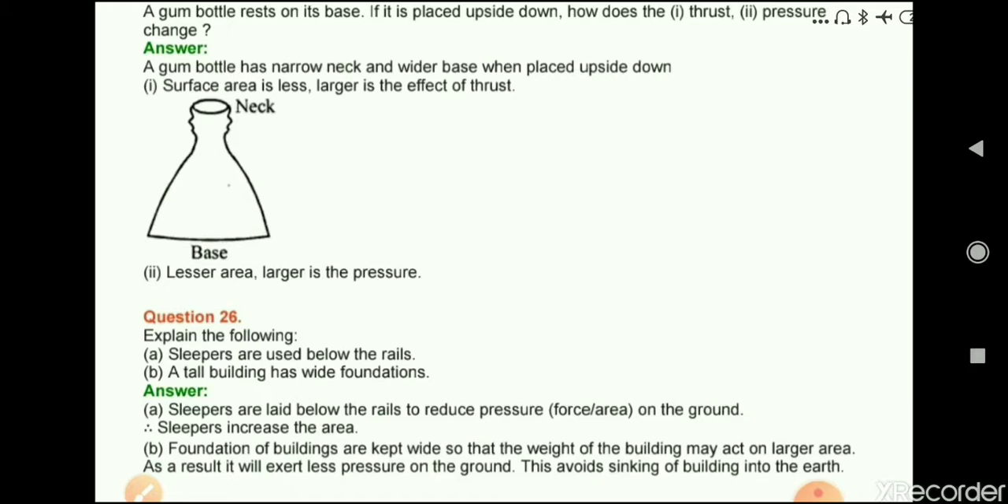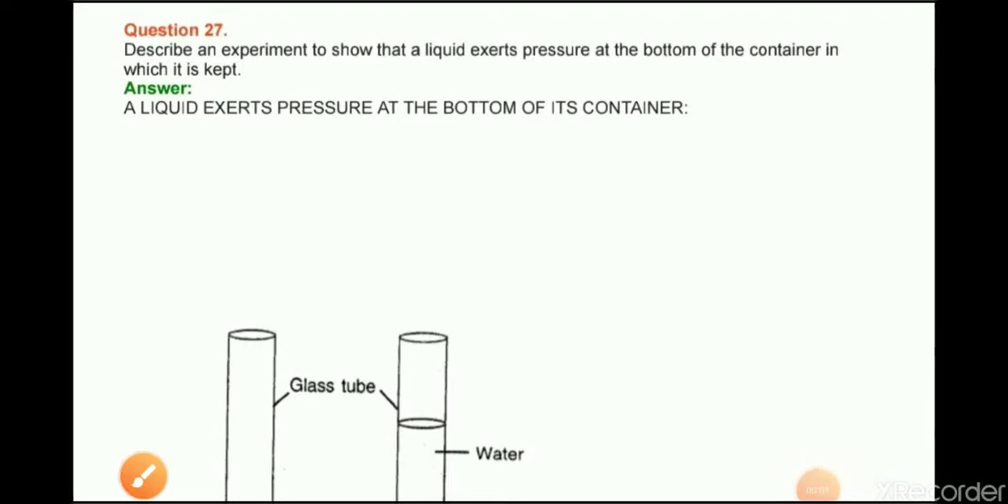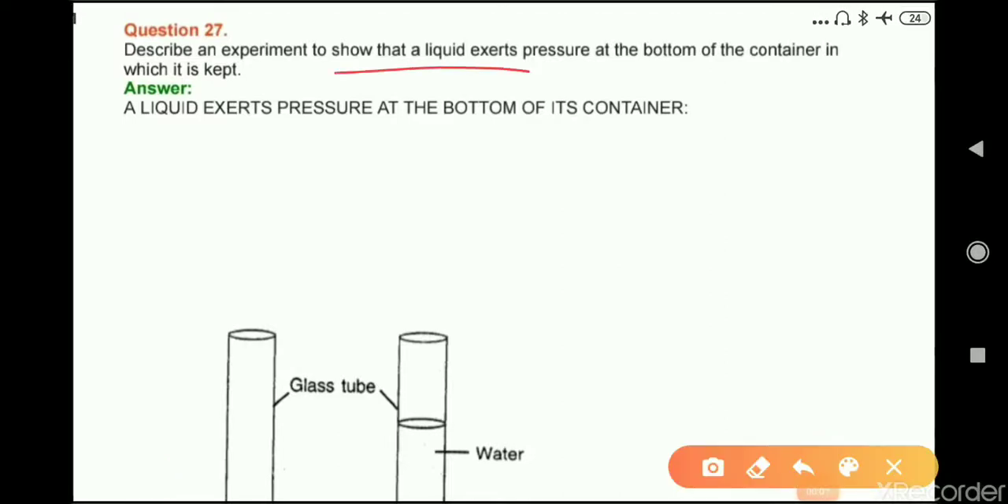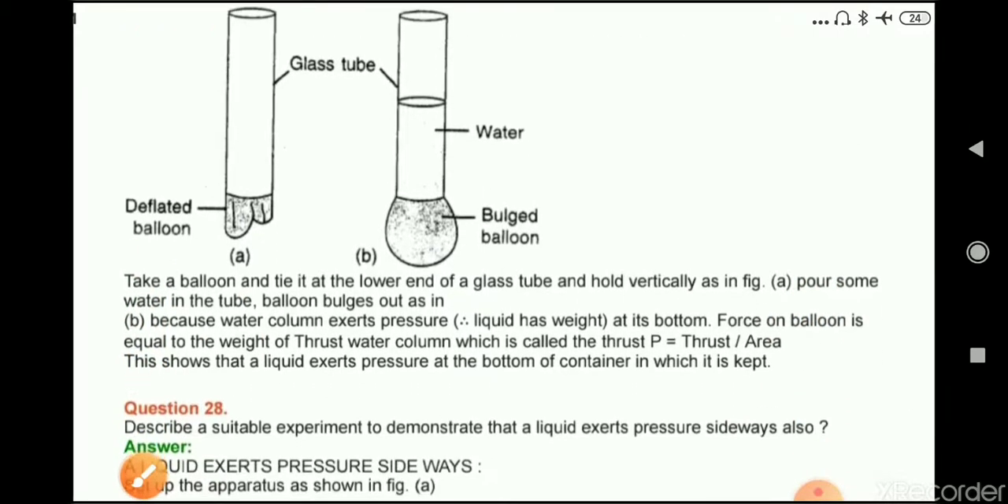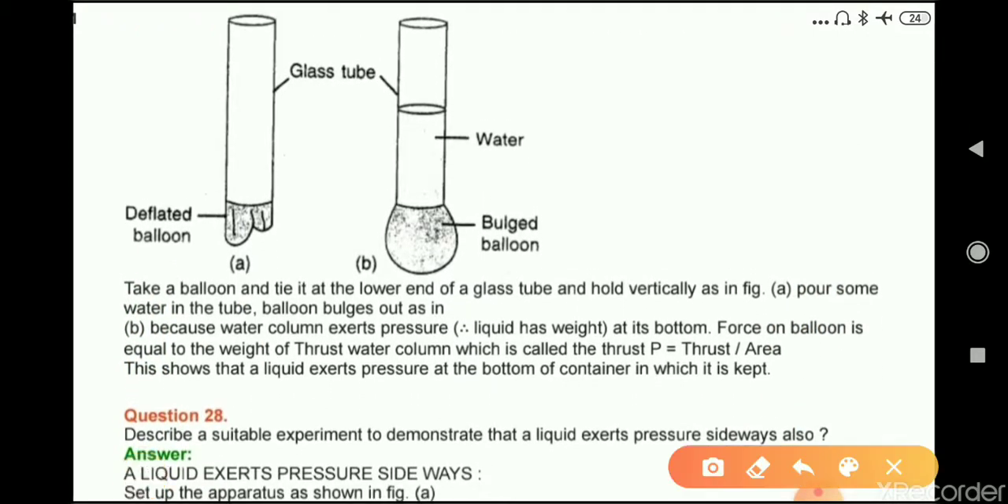Next, 27. Describe an experiment to show that a liquid exerts pressure at the bottom of the container in which it is kept. Answer. A liquid exerts pressure at the bottom of its container. You have to make this diagram in your notebook. Take a balloon and tie it at the lower end of a glass tube and hold it vertically, as you can see in figure A. Pour some water in the tube. The balloon bulges out, as you can see in figure B.